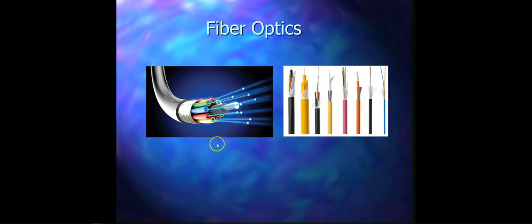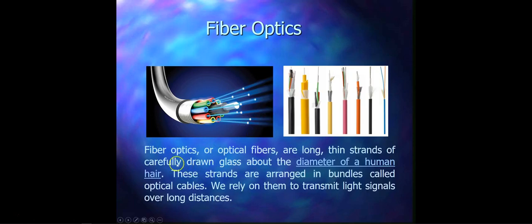Now let's see the definition over here. Fiber optics or optical fibers are long, thin strands of carefully drawn glass about the diameter of a human hair. These strands are arranged in bundles called optical cables. We rely on them to transmit light signals over a long distance. So here on the pictures you can see how the fiber optic cables look like, and these are the strands which are arranged in bundles in a cable. And here these are some examples of different types of fiber optic cables.